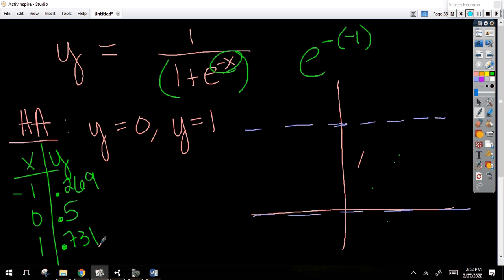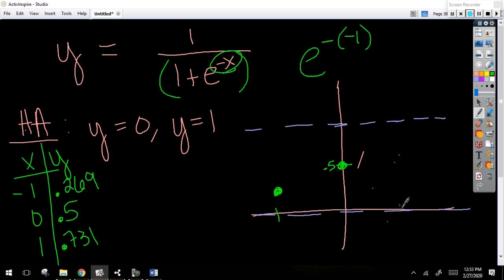Nothing goes negative. If you look at those two asymptotes, I'm scrunched between 0 and 1. So all my y's should be positive, and they should be between 0 and 1. All right. This is 0.5. So I got -1, 0.269, so about halfway to a half. 0, 1/2.